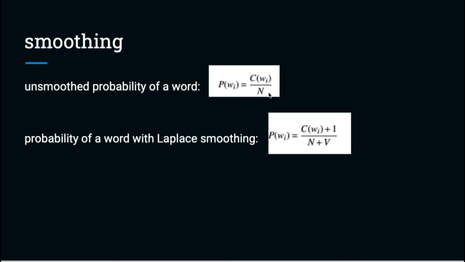We can get around this by smoothing. The idea of smoothing is we're going to take a piece of the probability space and redistribute it so that we don't have 0 probabilities. And there are many ways to do this. One of those is Laplace smoothing, where we always just add 1 to the numerator, and to kind of even this out, we'll add our vocabulary size to the denominator. There are other methods of smoothing as well.